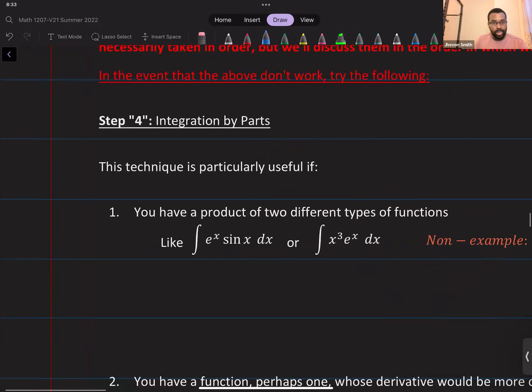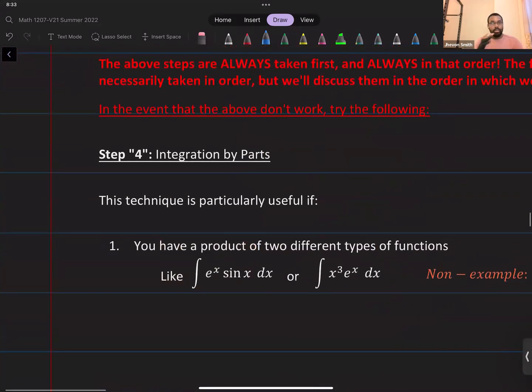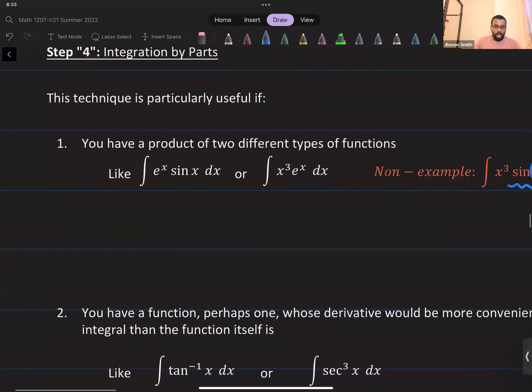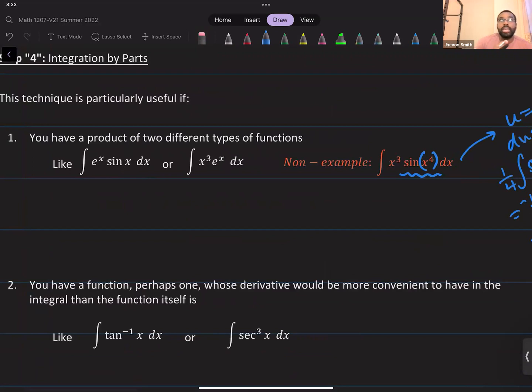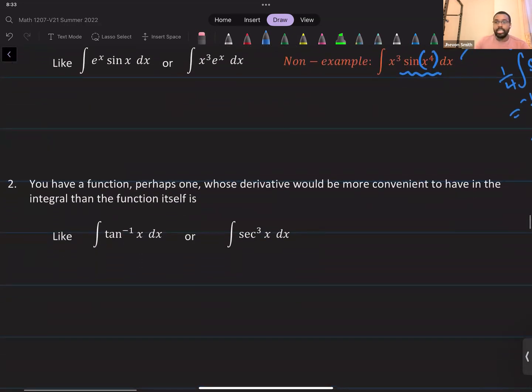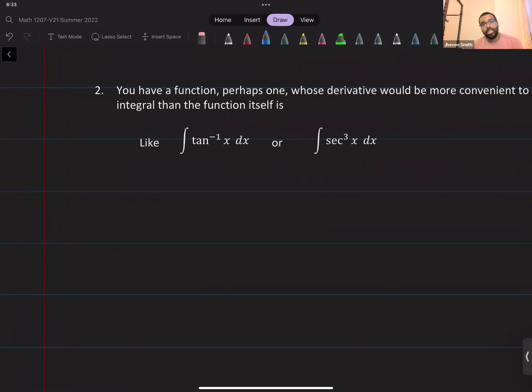But these two are not such cases, right? So here, integration by parts would be how we would apply this one. And for this one, you would also probably want to employ the tabular method, right? Which is streamlining the integration by parts. Another situation is when you have one function, but it would be more convenient to have the derivative of that function than it would be to have the function itself. Or finding a derivative of a part of the function would be useful, as is the case with the secant cube. So here, the tan inverse is not nice.